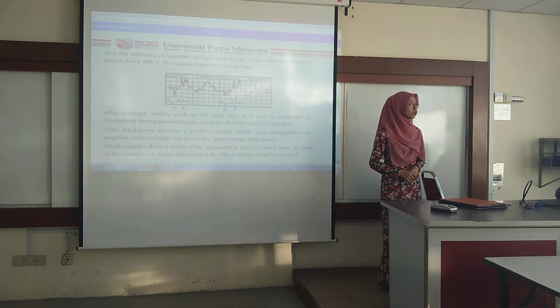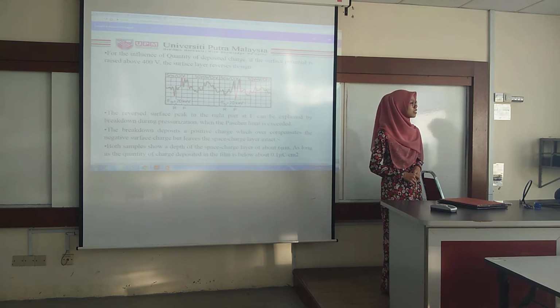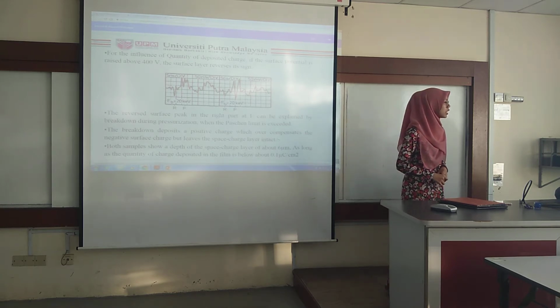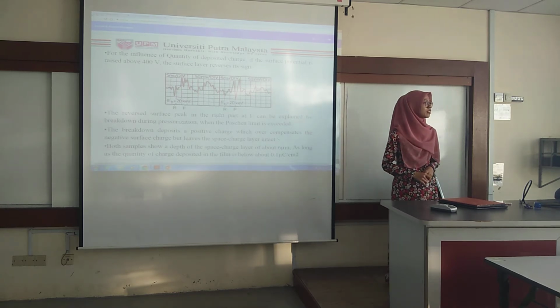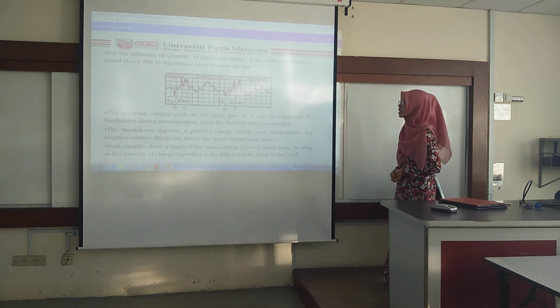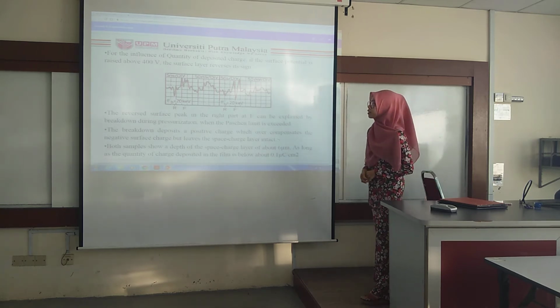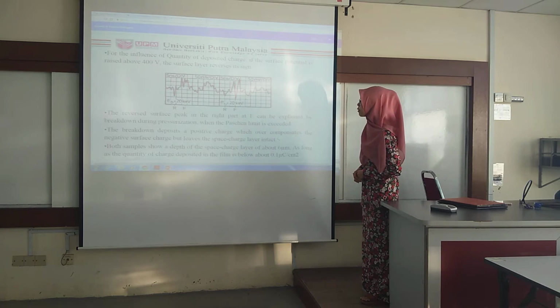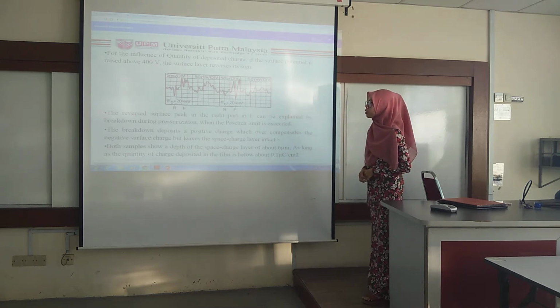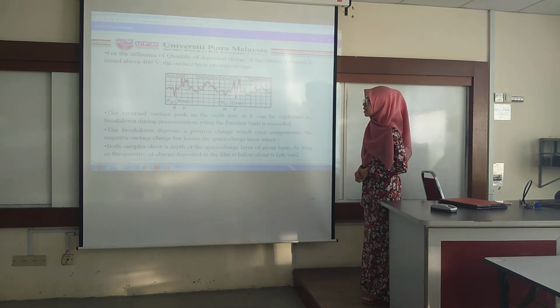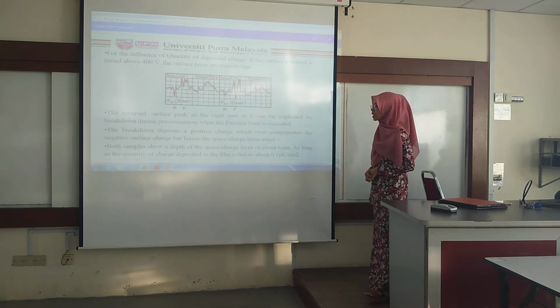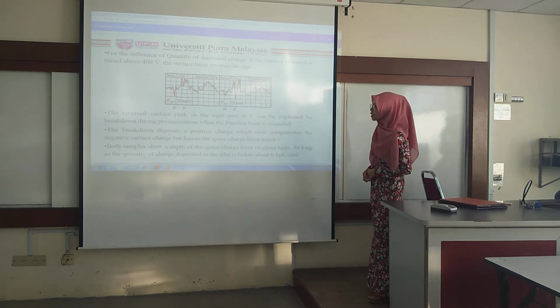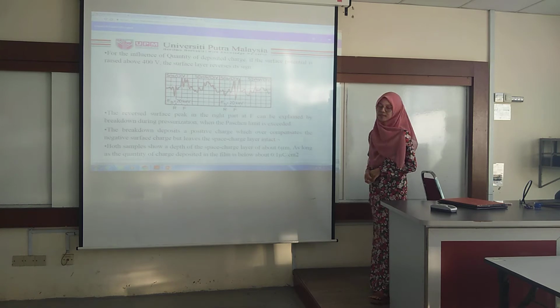For the influence of the quantity of deposited charge, if the surface potential is raised above 400 volts, the surface layer reverses its sign. As shown in the diagram, the reversed surface peak in the right-hand side can be explained by breakdown during pressurization. The breakdown deposits a positive charge, which overcompensates the negative surface charge.